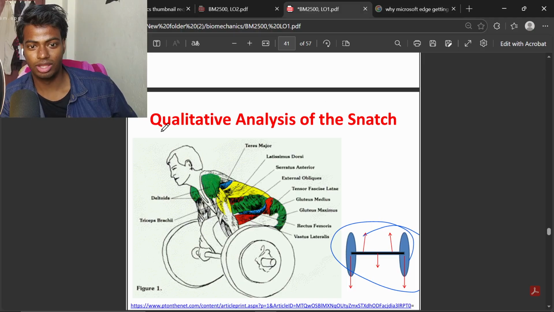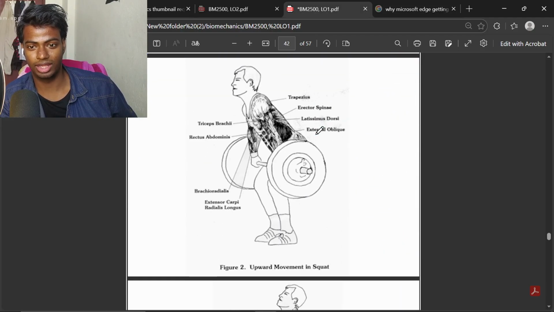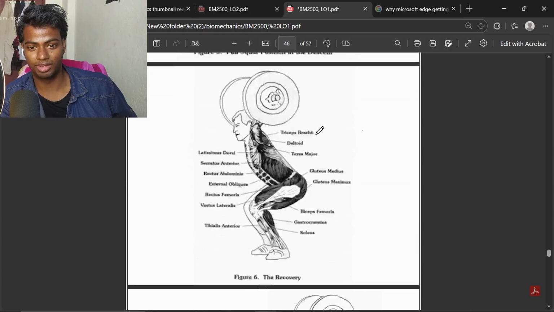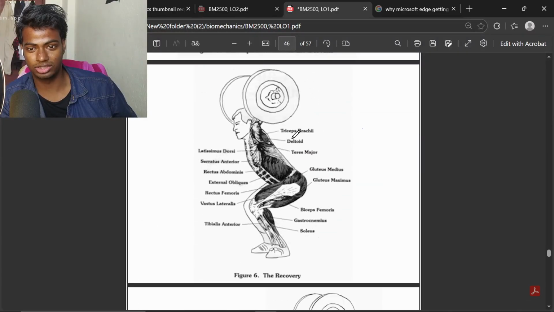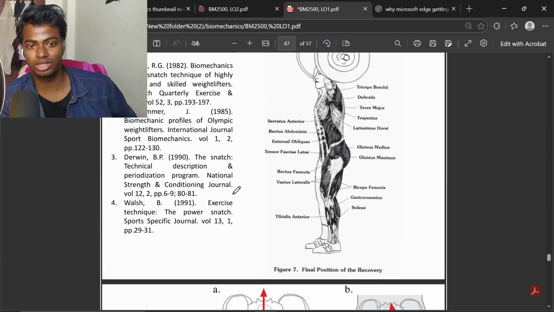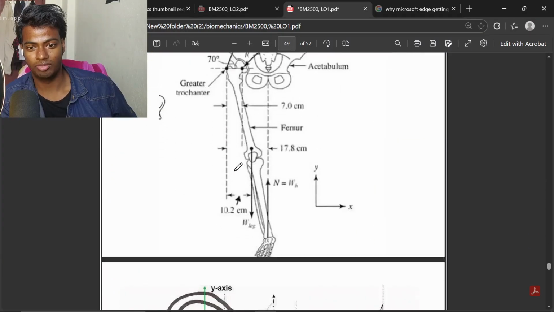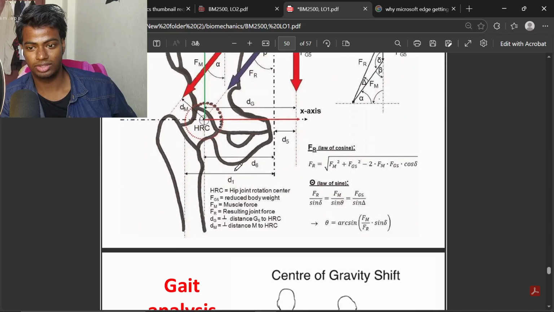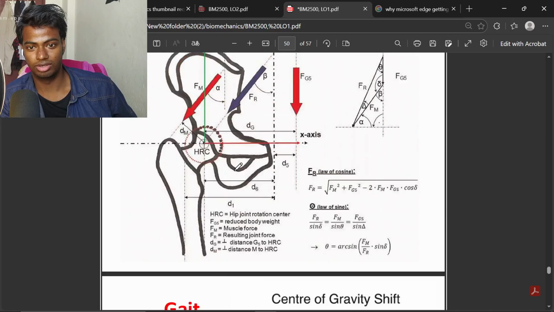So you can see the number of muscles used while lifting a body. That's why going to the gym is very important. Look at this number of muscles: your biceps, triceps, teres major, gluteus, femoris, abdominis, anterior and dorsal. Look at this, man. This is really interesting.